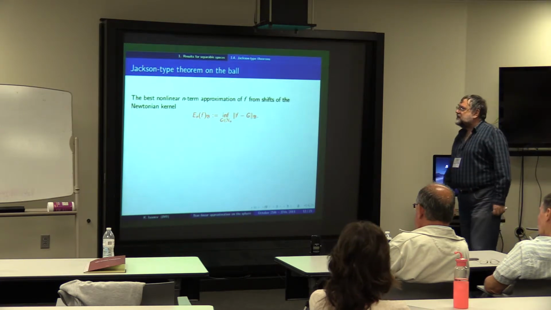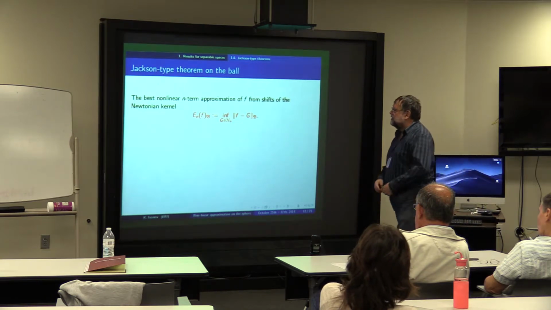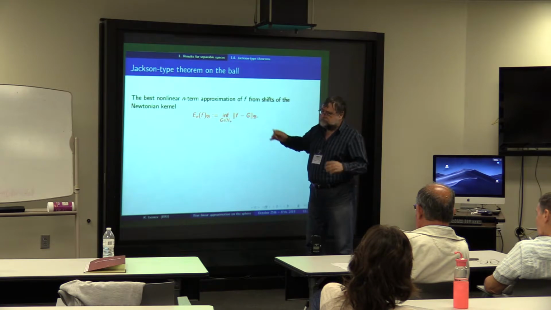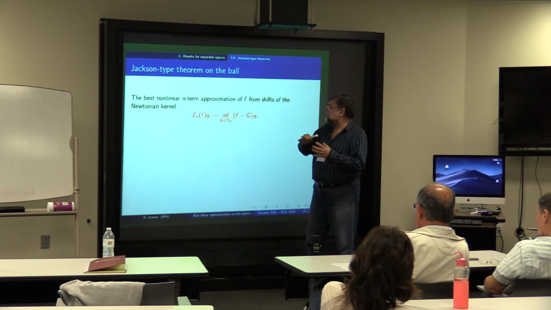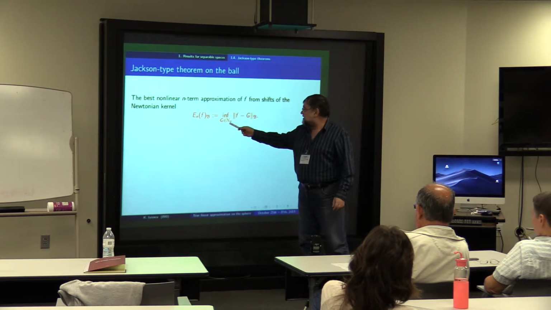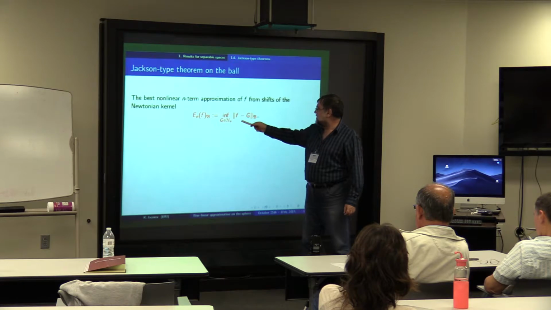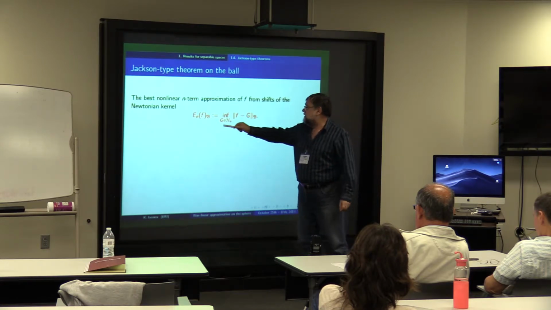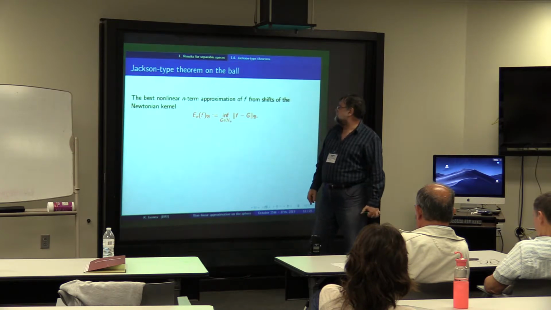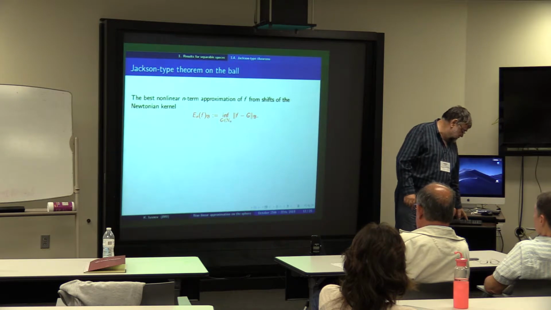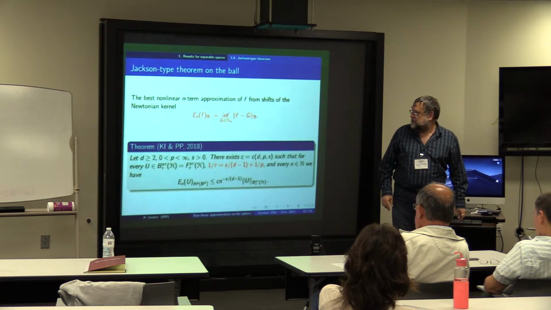So, Jackson type theorem on the ball. First, we define the best approximation of a function f by elements of this space, with parameter n, the n shifts of the Newtonian kernel, in the standard way, where B is some kind of Banach space, it doesn't matter what. Okay. First theorem.